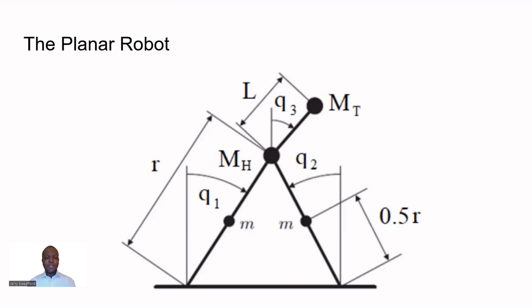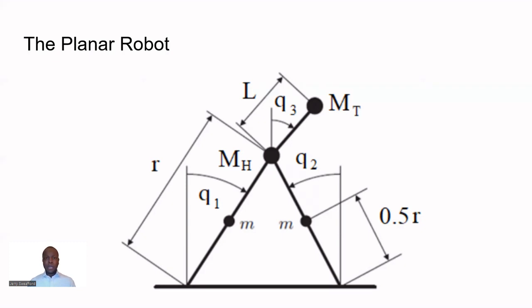So this is the planar robot, and there are a couple of things to keep in mind here. First of all, it's pretty self-explanatory in terms of what the lengths of the legs are. The mass of each leg is concentrated at the midway point, so 0.5 R is the location of the mass of each leg. Then there is a mass concentrated at the hip, MH, and at the torso, MT.